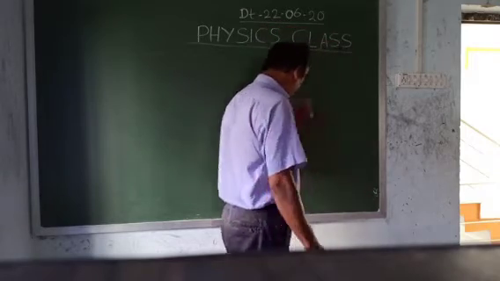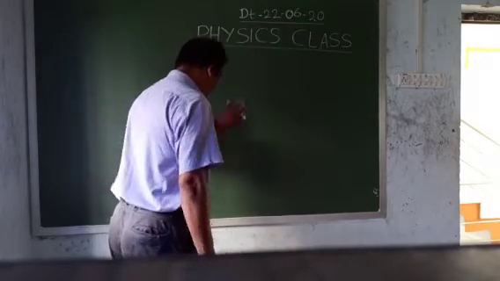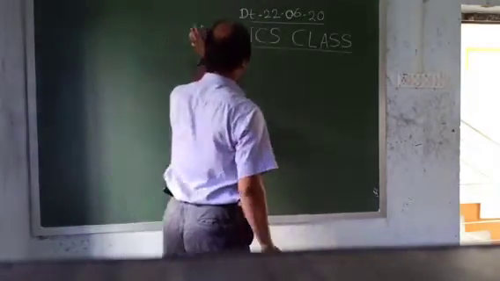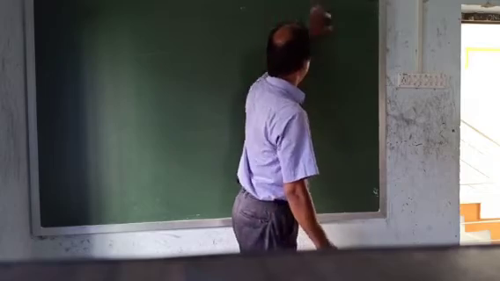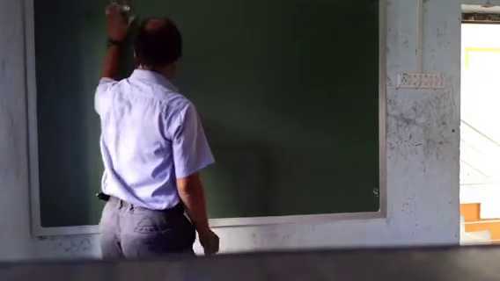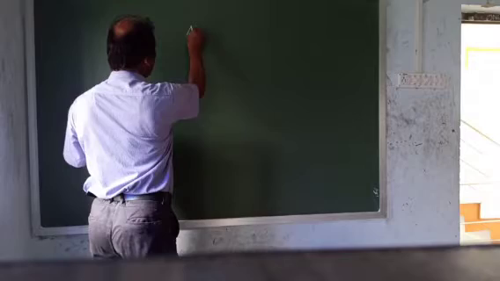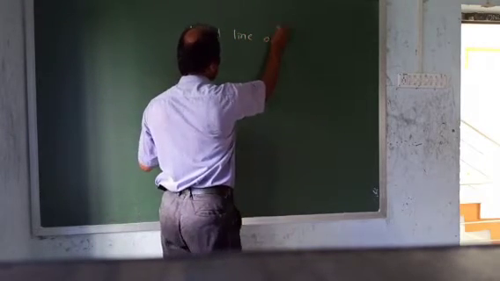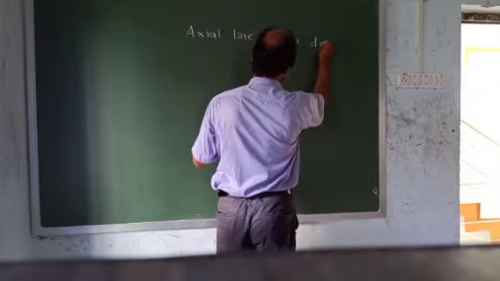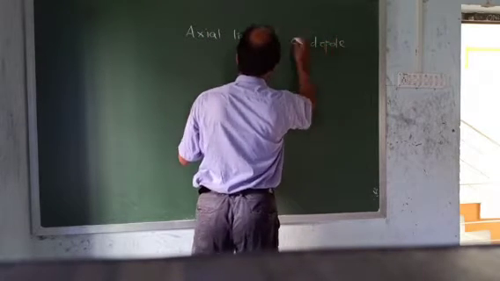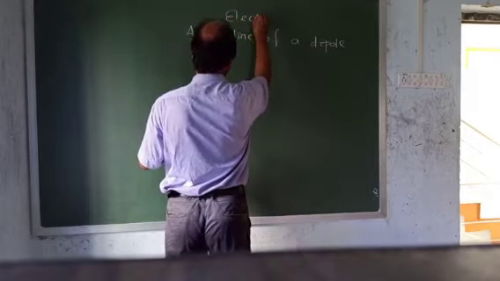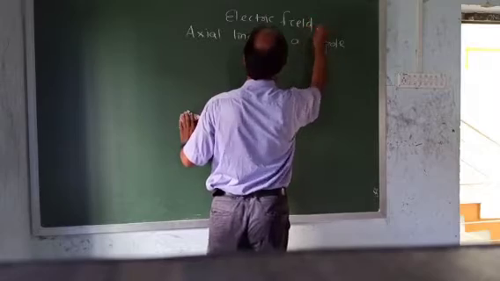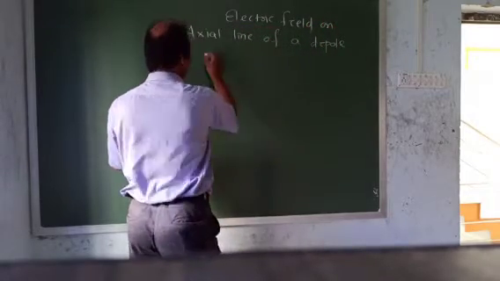This is the dipole moment. It is a vector quantity. So now we derive the formula. What is the electric field on the axial line of a dipole? We derive one formula: electric field on the axial line of a dipole.